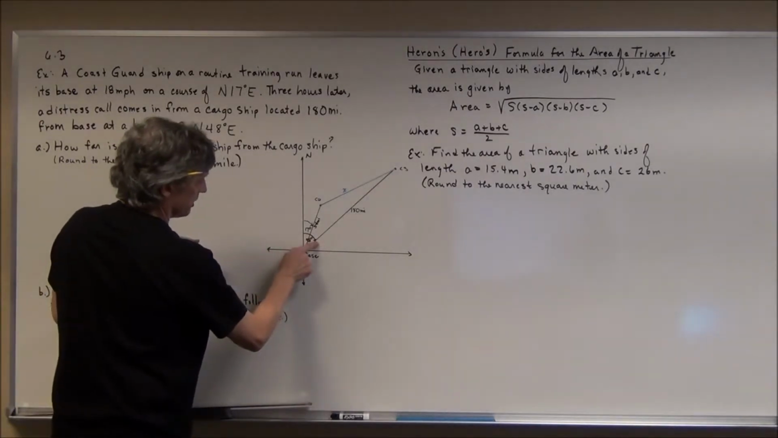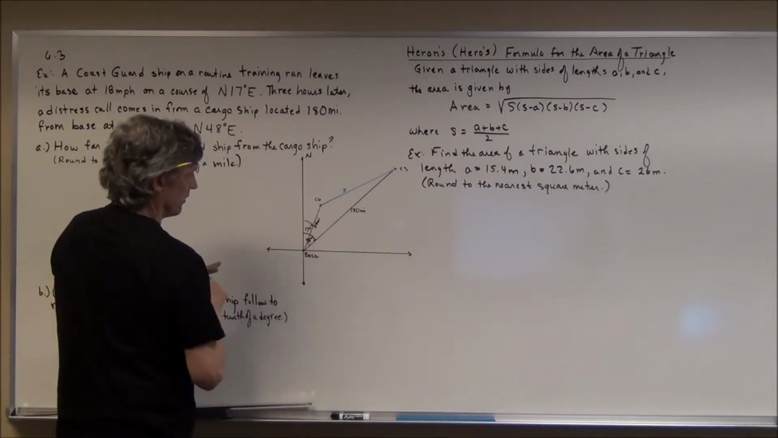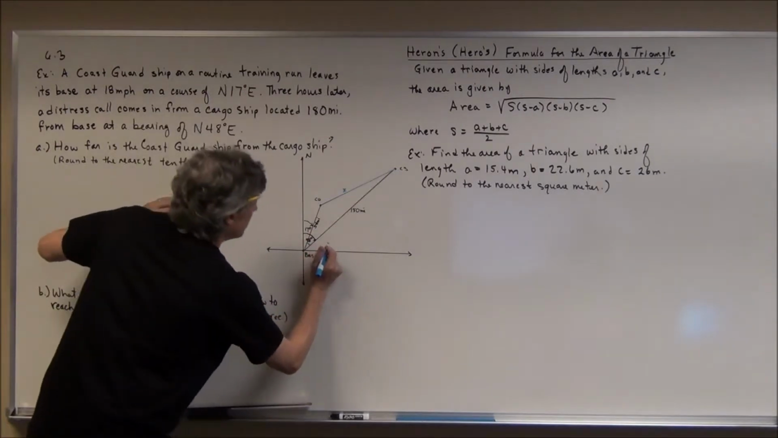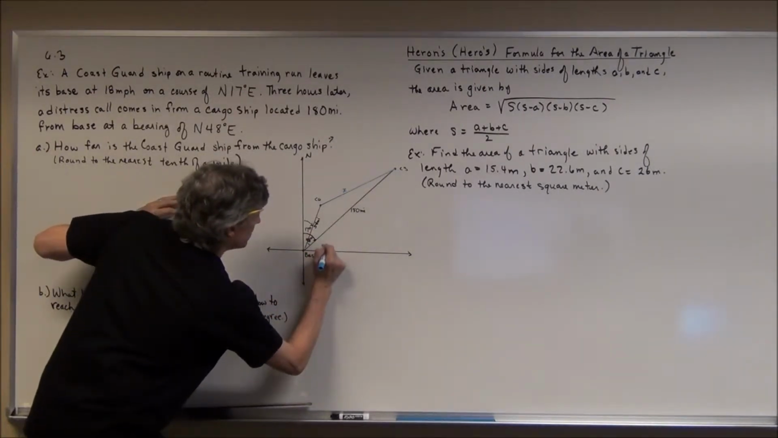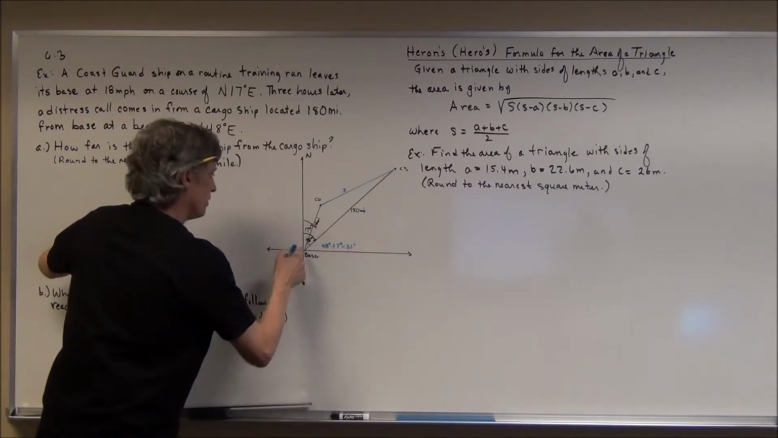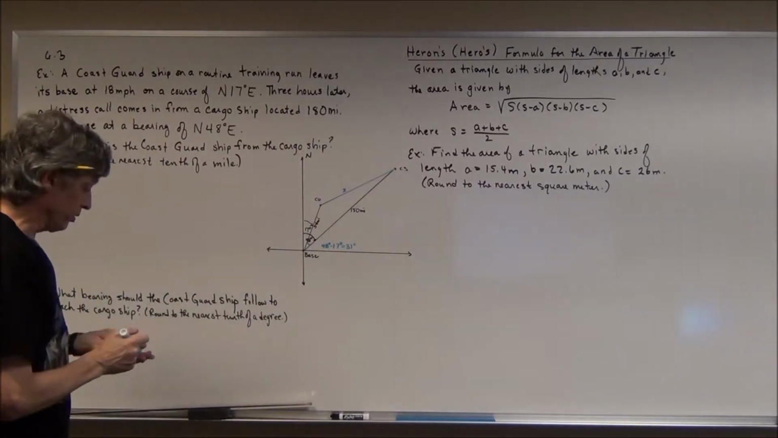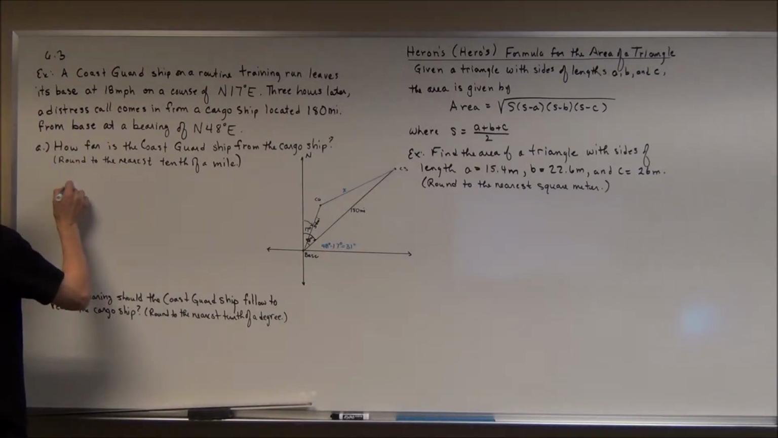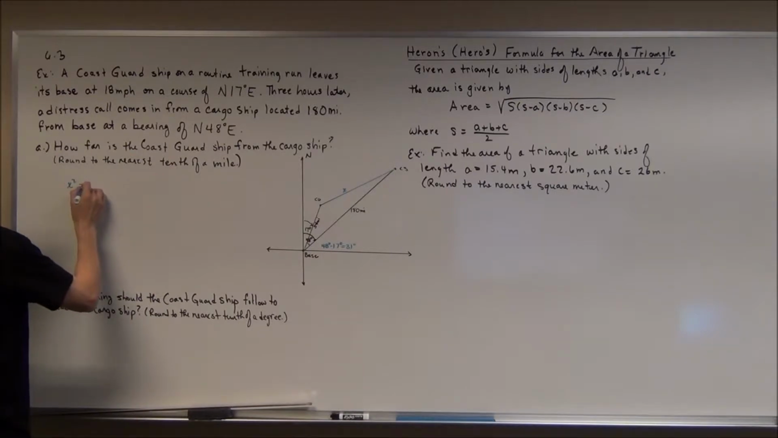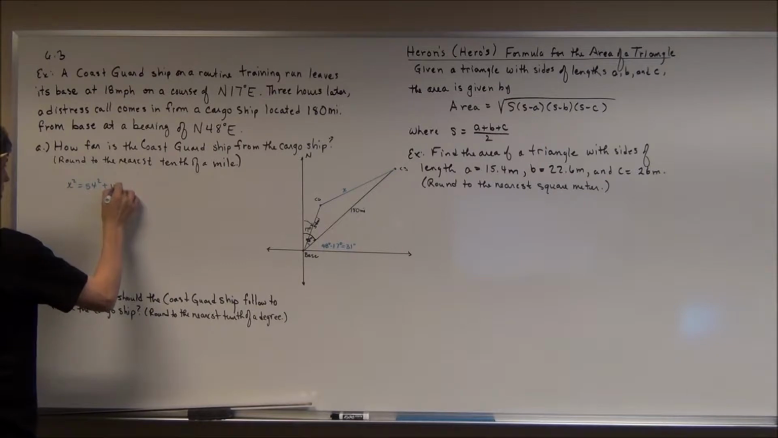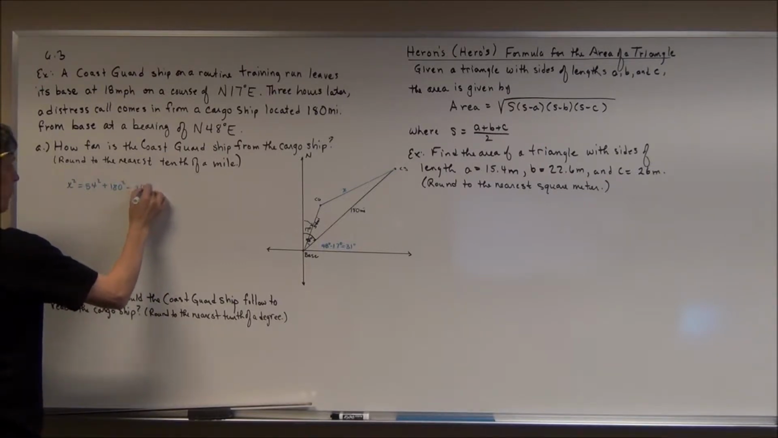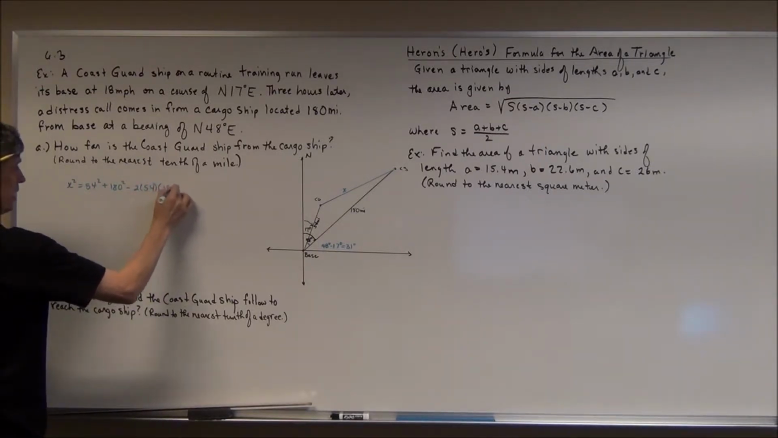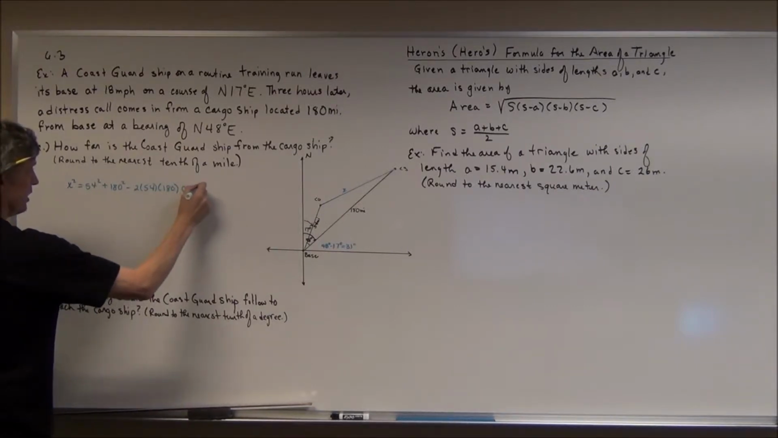All the way over here is 48. This part here is 17. So the angle in question would be 48 degrees minus 17 degrees, or 31 degrees. So that's that guy right there. And now I can use the law of cosines and figure this out. X squared is equal to 54 squared plus 180 squared minus 2 times 54 times 180 times the cosine of 31 degrees.